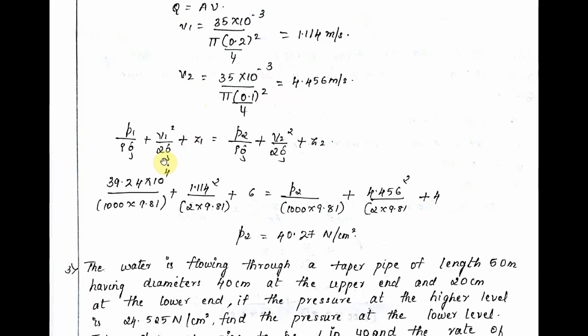Therefore, P1 upon rho into g plus V1 square upon 2g plus Z1 is equal to P2 upon rho into g plus V2 square upon 2g plus Z2. So P1 is equal to 39.24 into 10 raised to 4 divided by 1000 into 9.8, plus 1.114 square divided by 2 into 9.8, plus 6, equal to P2 divided by 1000 into 9.81, plus 4.446 whole square divided by 2 into 9.81, plus 4. Therefore, P2 is equal to 40.27 Newton per centimeter square.